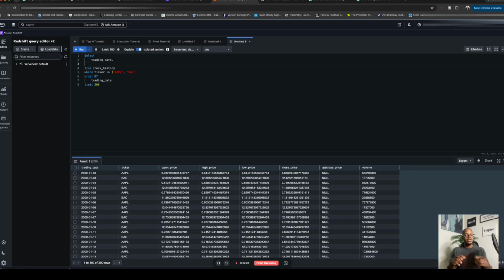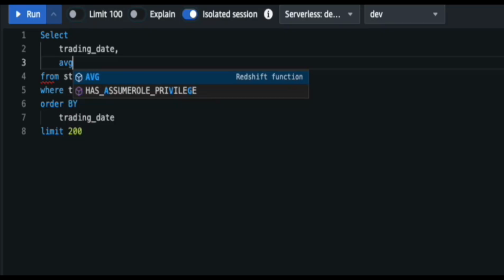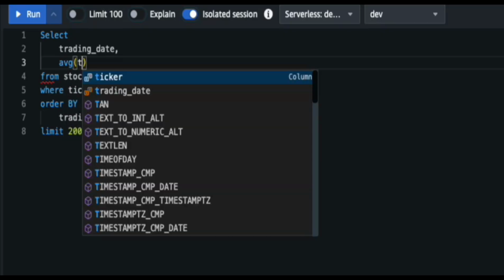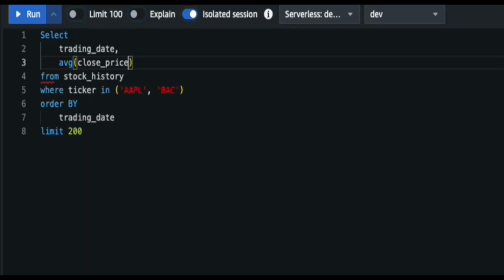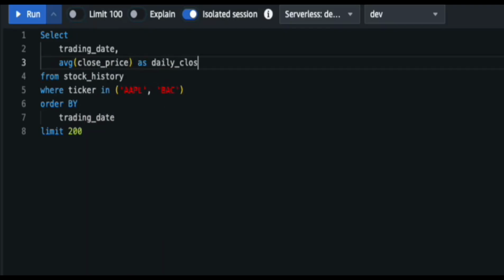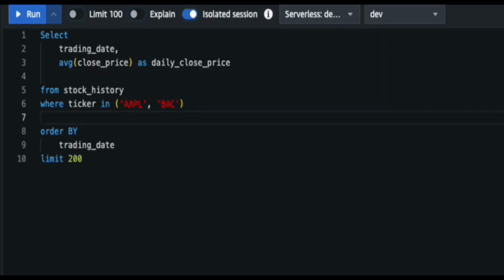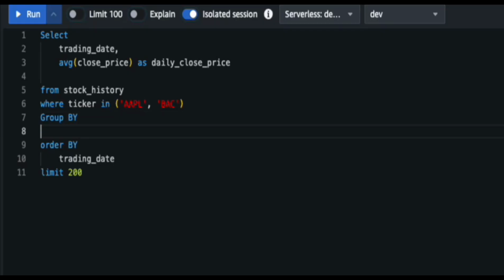So I'm going to select trading date, and then do this average calculation. I'm going to say average close price as daily close price. Then let me do my group by while we're at it: group by trading date.